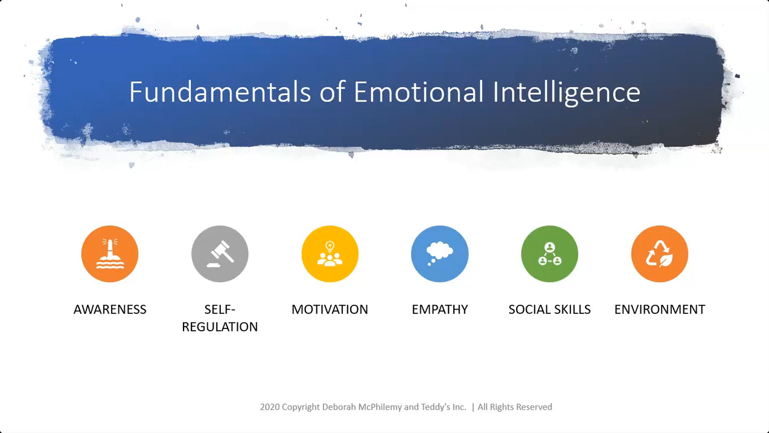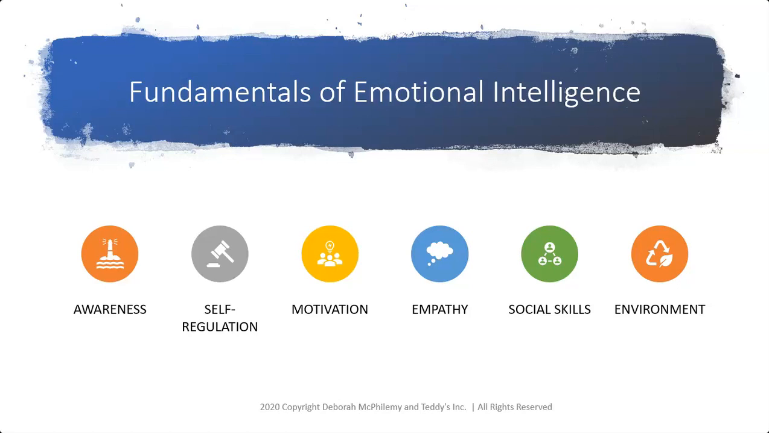Now, the first fundamental is awareness. This is very much about self-awareness, but also the awareness of other people and their behavior and their emotions. The second fundamental is self-regulation. The third one is motivation, and specifically self-motivation or intrinsic motivation. The fourth one is empathy. The fifth one is social skills, where I spoke earlier about the interpersonal and intrapersonal. And then the sixth one is environment.